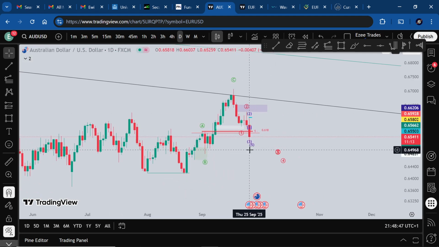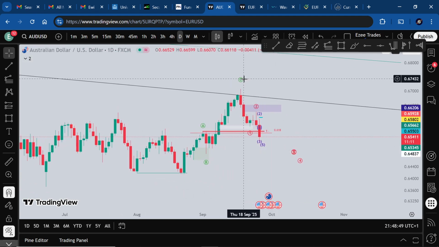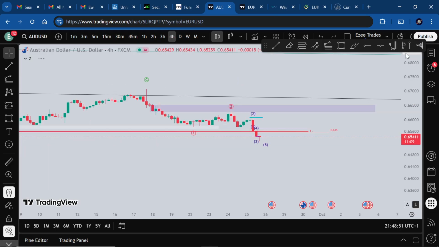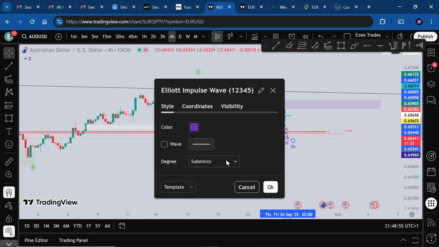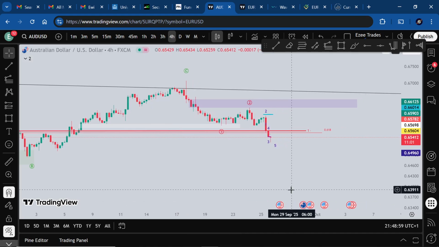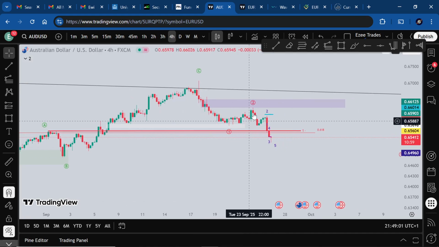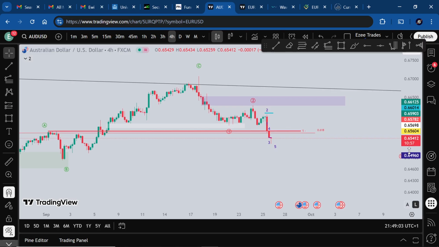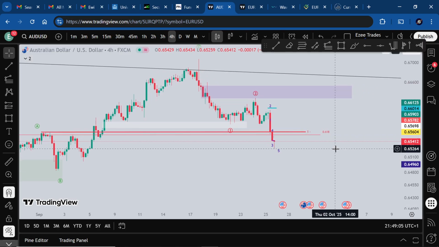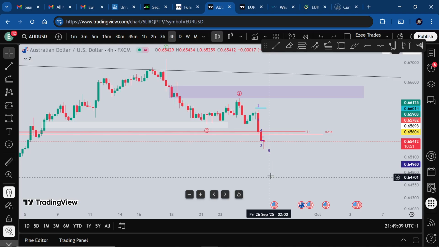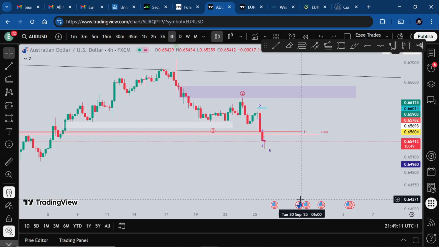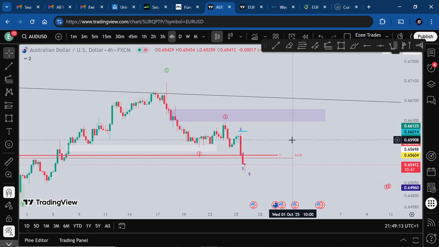Coming down, I'm looking for a 5-wave move. We are going to need to go to the 4-hour time frame. Give me a sec with this. Make it smaller, right? There's my 1, there's my 2. What I'm expecting for AUDUSD in the coming sessions, okay, is for a 3rd wave impulse, a 4th retracement, and then a 5, okay?